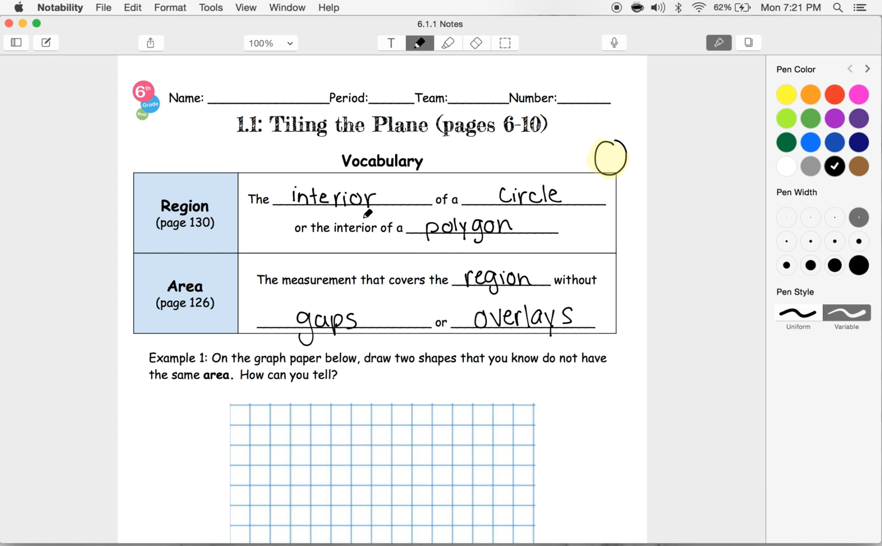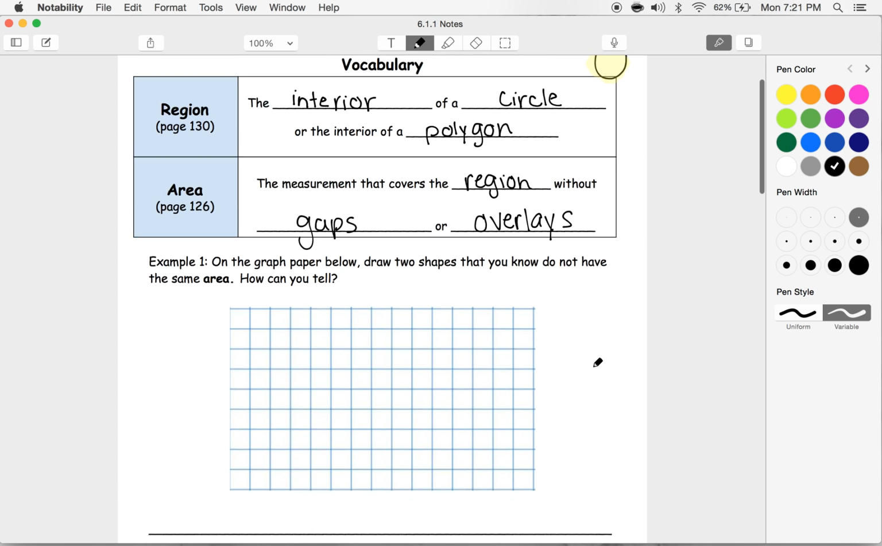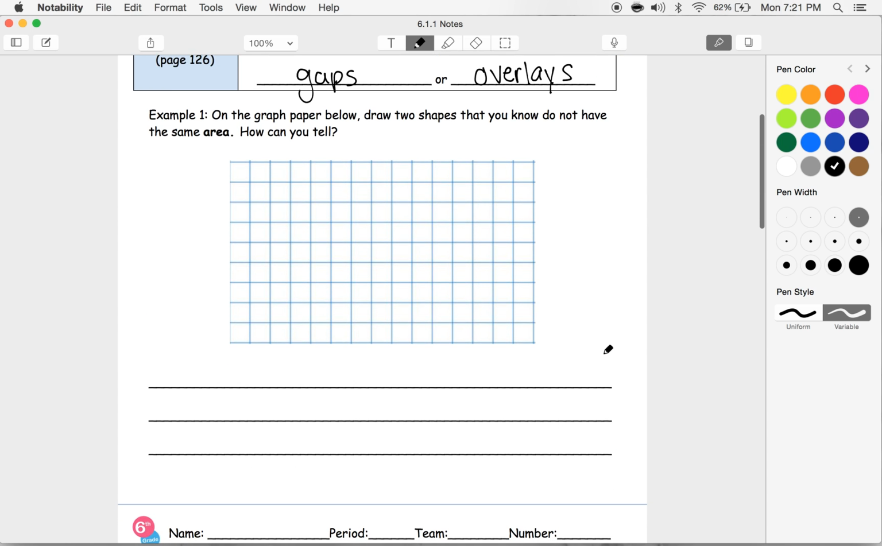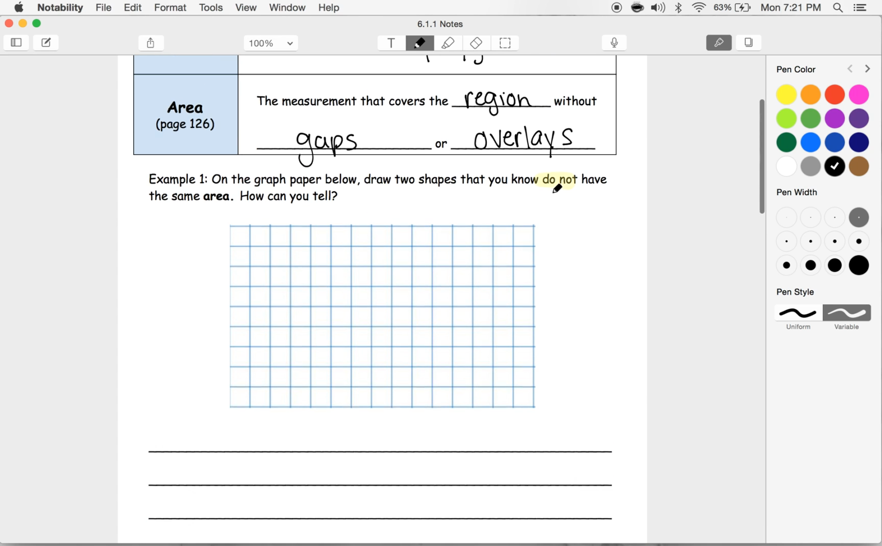We don't want two separate shapes. We want it all together in one spot. So we're going to talk about how we can draw two shapes that we know do not have the same area. Okay, I'm going to highlight this. We do not want them to have the same area. So maybe one will have an area of 5, another could have an area of 10. Maybe one could have an area of 3 and another could have an area of 7. It's whatever you want. And we know area is the measurement.